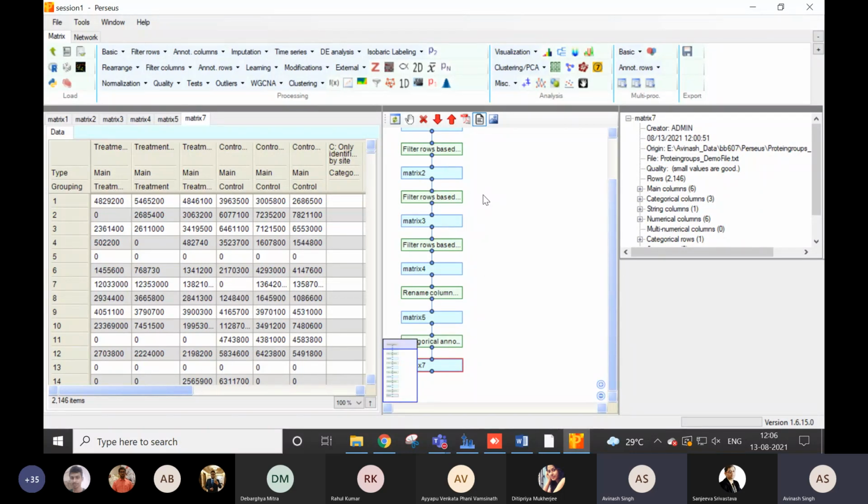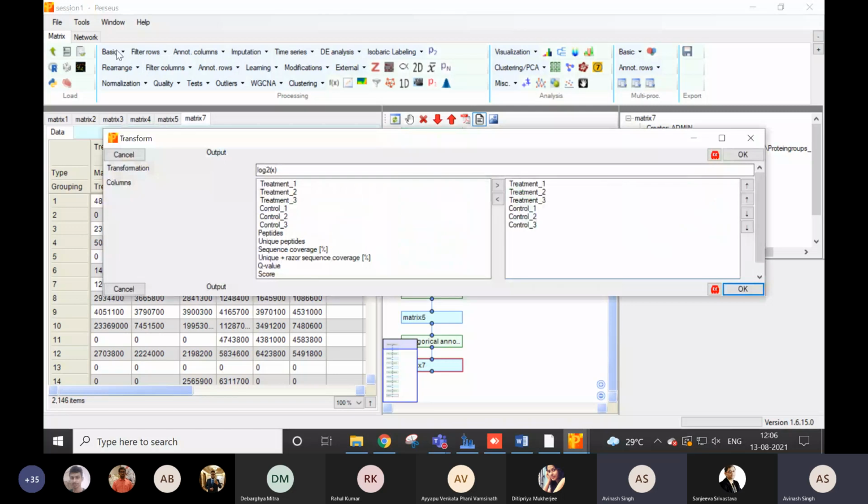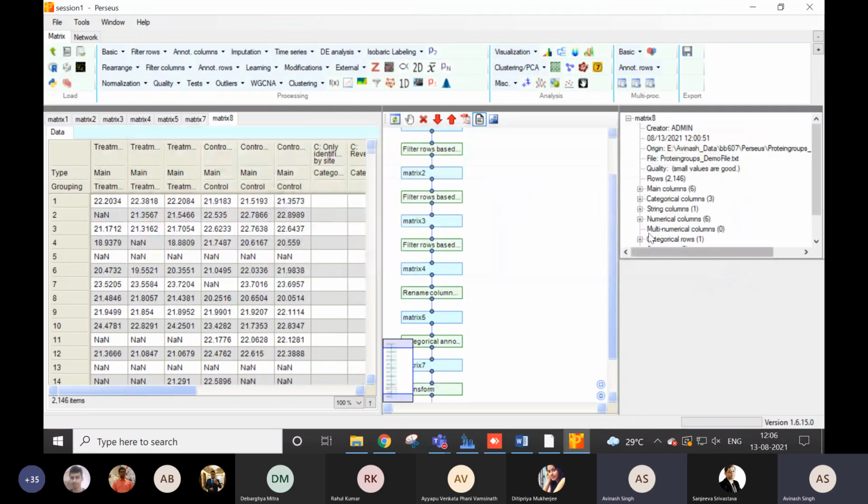So now we will go to the further statistical analysis and transformation. We will transform our data by using a log2 transform. Here, just going to Basic and clicking Transform, you can transform your data in 2x or 10x, whatever you want. For proteomics, we basically do the log2 transformation. By clicking this, we can just transform our data.